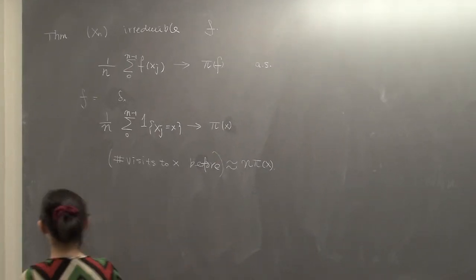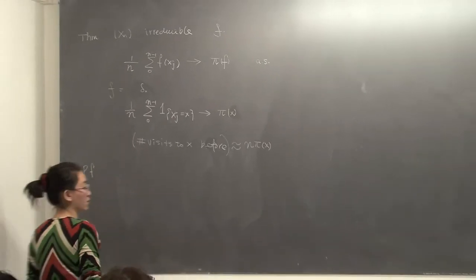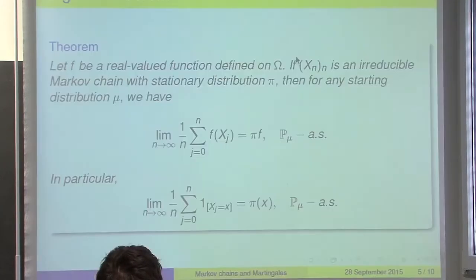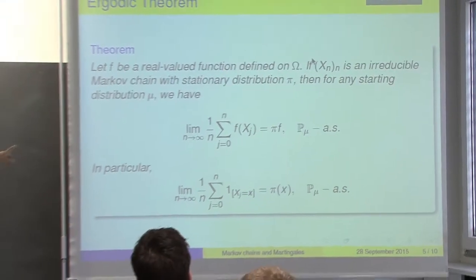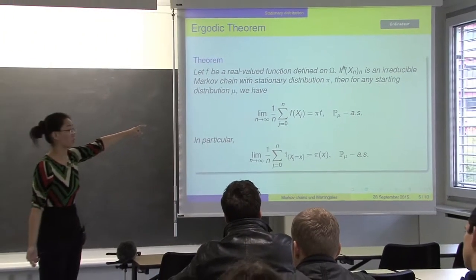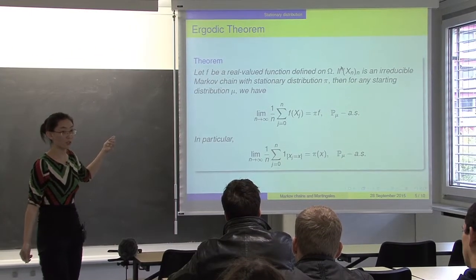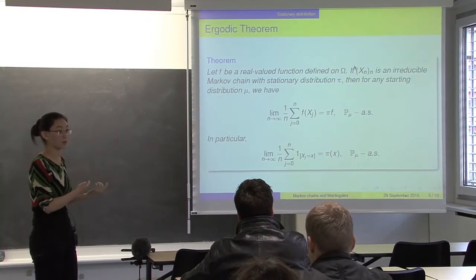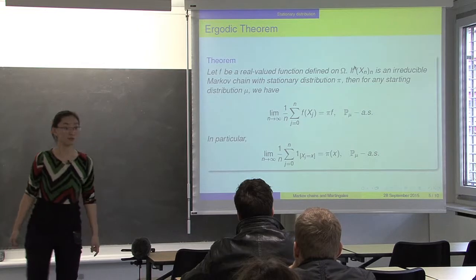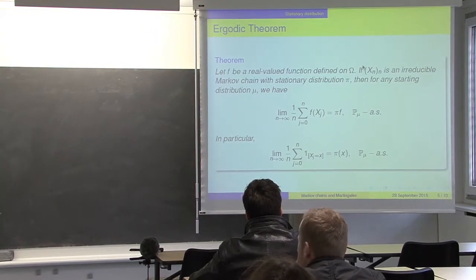And now let us show why this is true. Just a quick remark. In this relation, if our sequence xj is an IID sequence, then this equation is exactly the law of large numbers. But of course, we are now showing that even though this xj is not IID, it is a Markov chain, so there is dependence between the neighbors, this is still true. OK, so this is one remark.